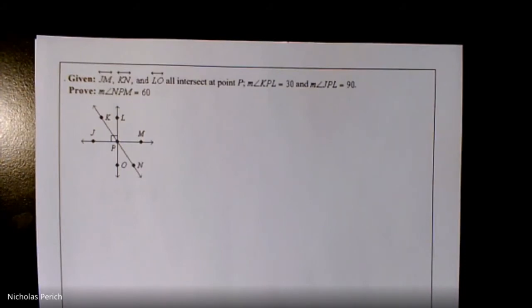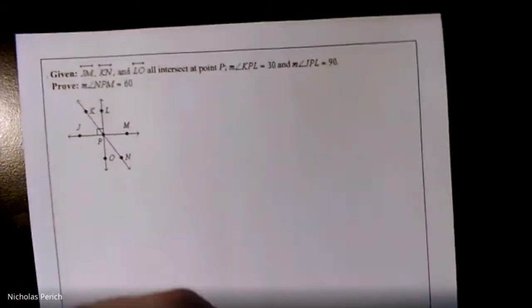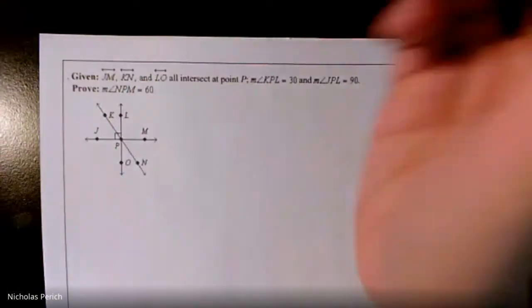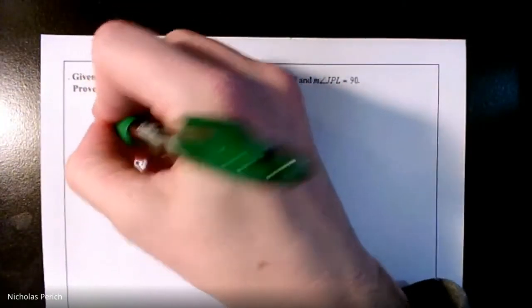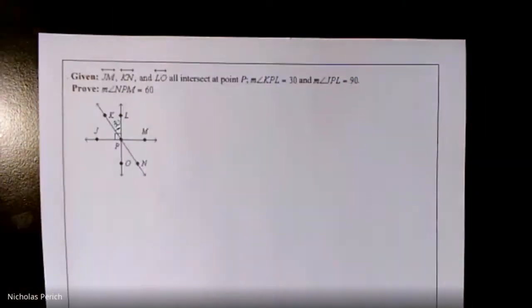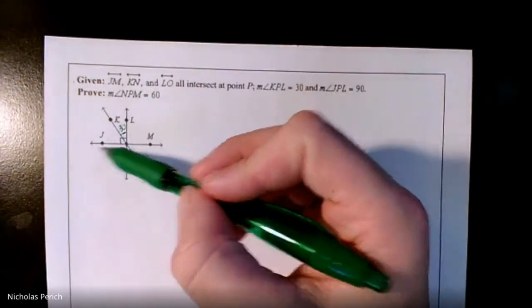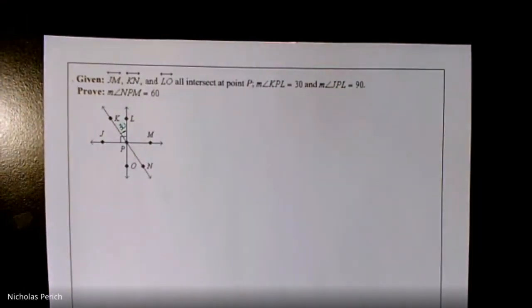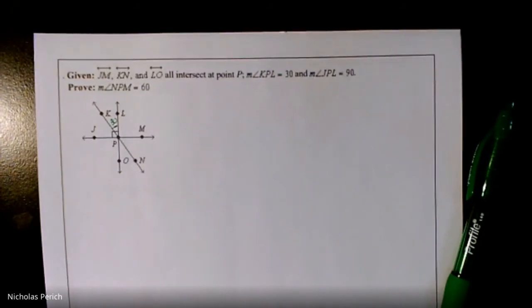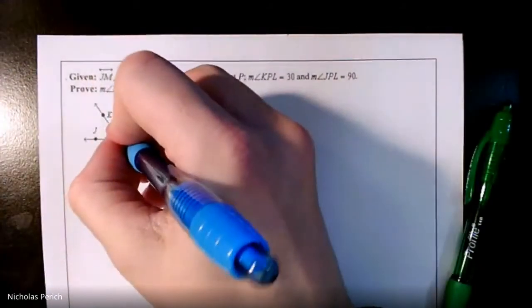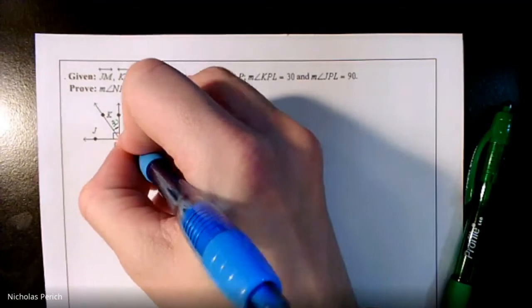All right, so I'm being told that KPL is 30. JPL is 90. We can see that. I need to prove that NPM, I need to show that this guy right here is 60.